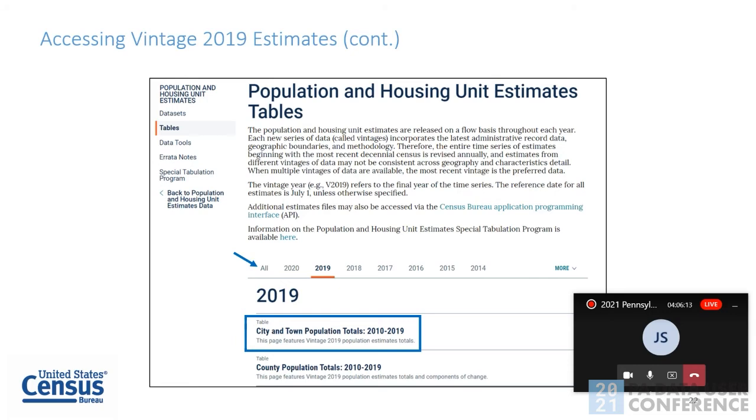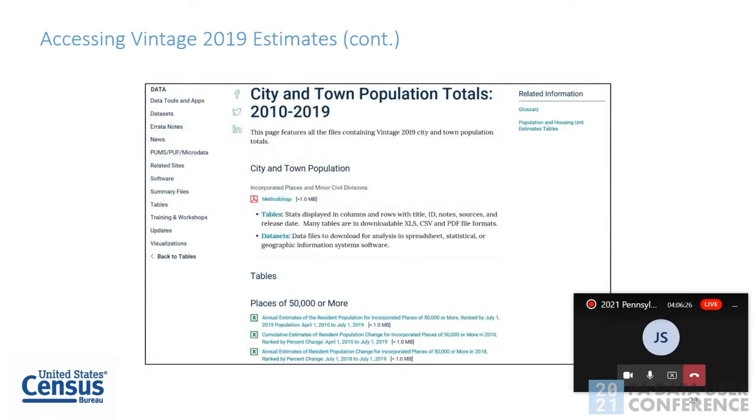By the way, vintage 2019 estimates are now available, but at the end of this month, on May 27, we'll have our vintage 2020 estimates for cities and towns. This is the top portion of that page that I clicked on.